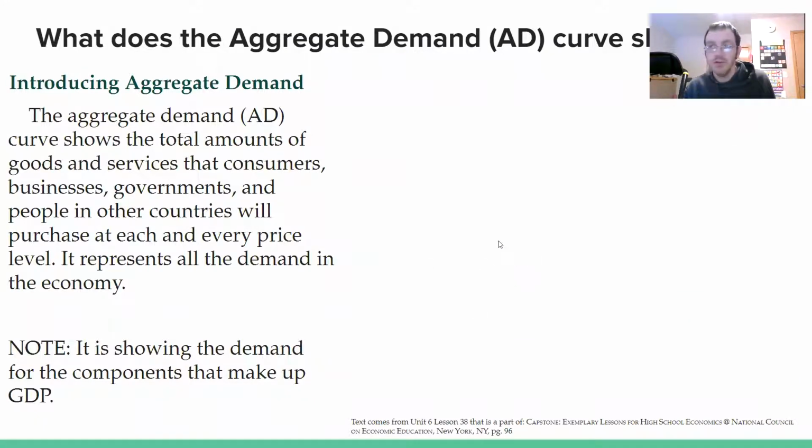Introducing aggregate demand. So the aggregate demand curve shows the total amount of goods and services that consumers, business, governments, and people in other countries will purchase at each and every price level. It represents all the demand in an economy.